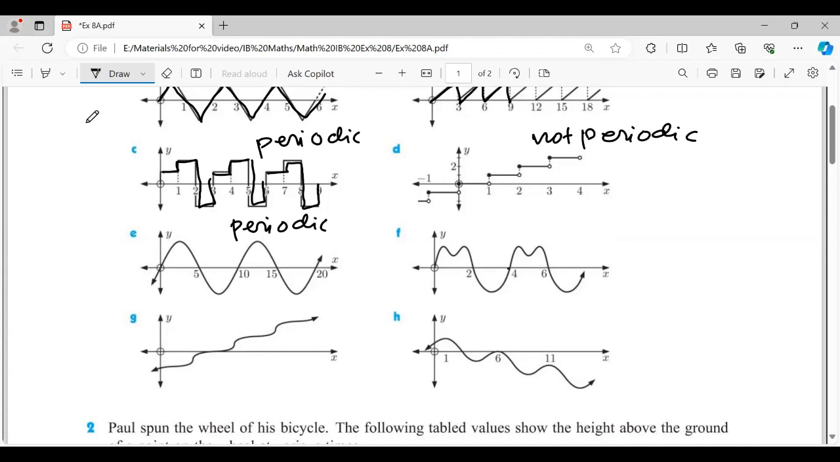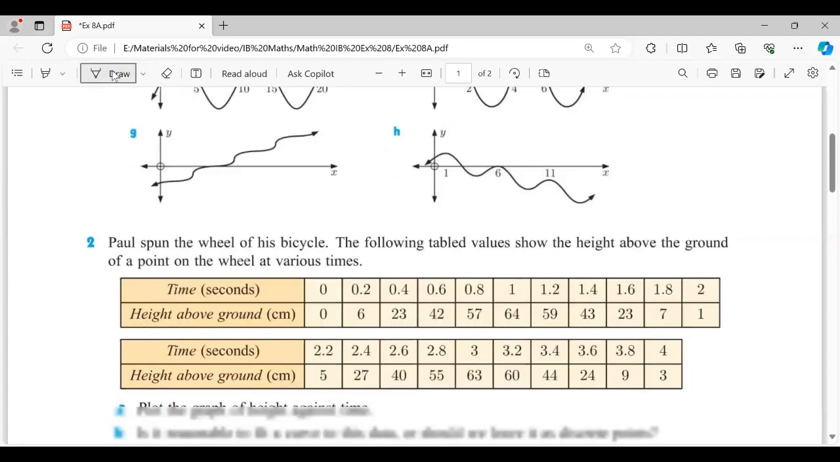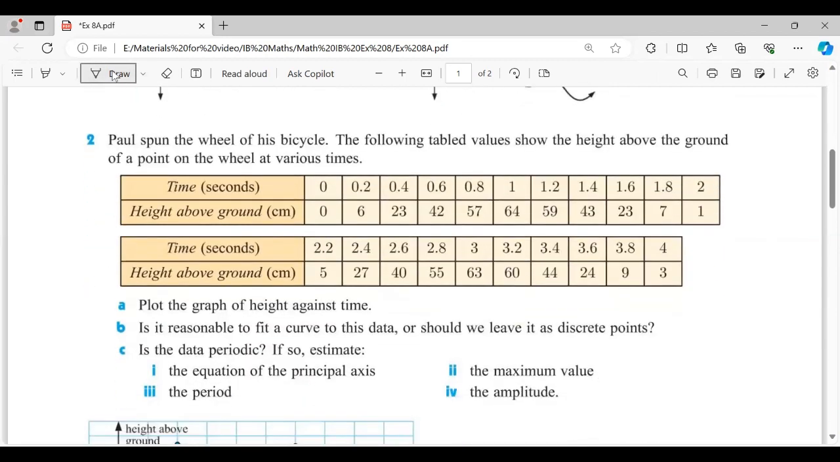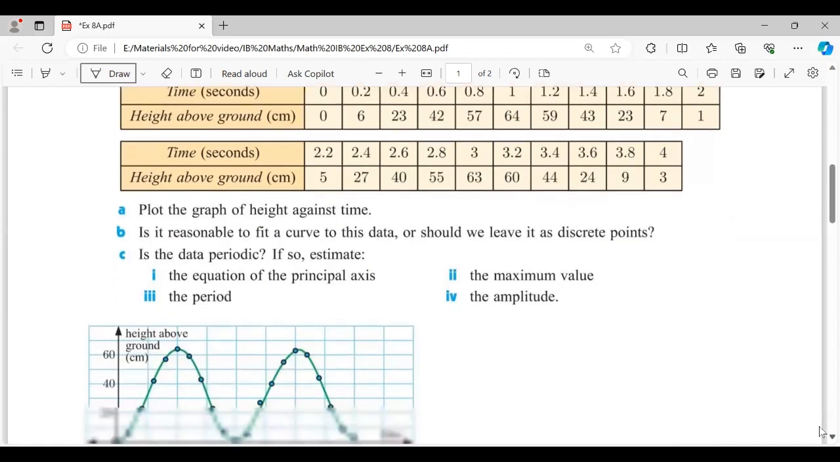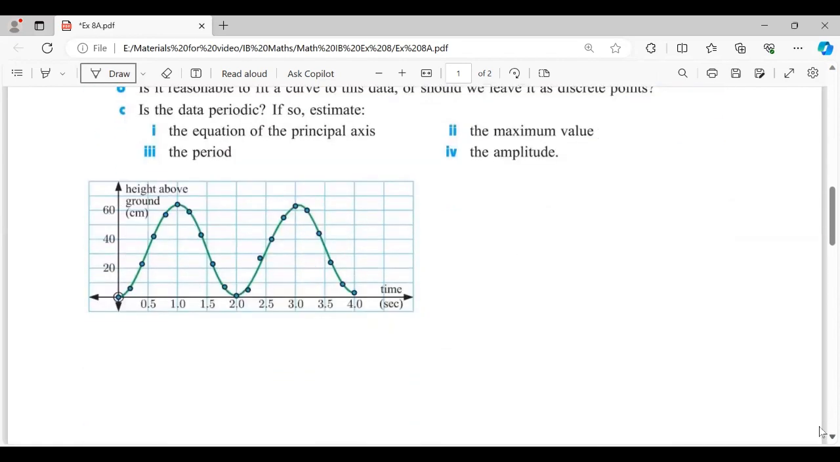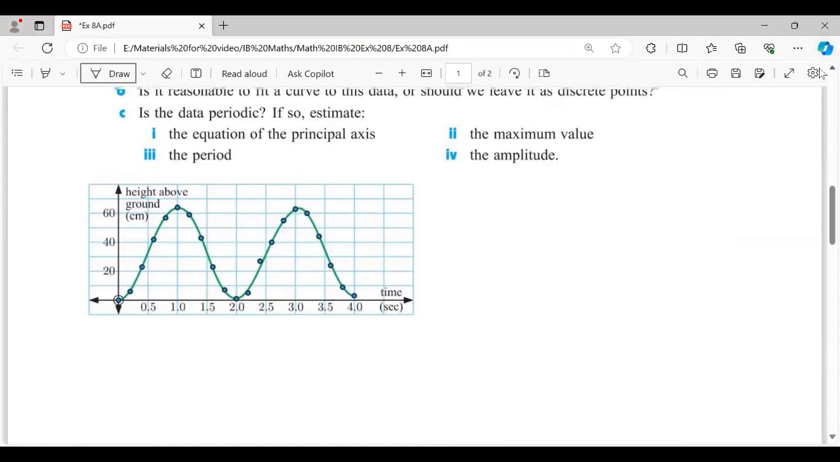Okay, let's continue to number two. Number two, Paul spun the wheel of his bicycle. The following table shows the height above the ground of a point on the wheel at various times. You may look at this data. So A, plot the graph of height against time. This is the graph.